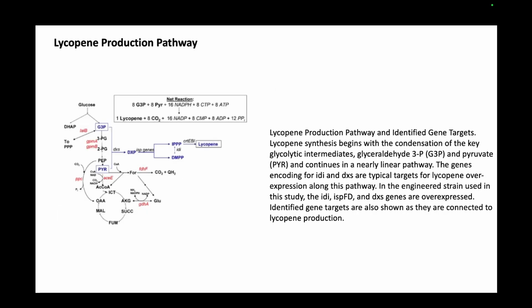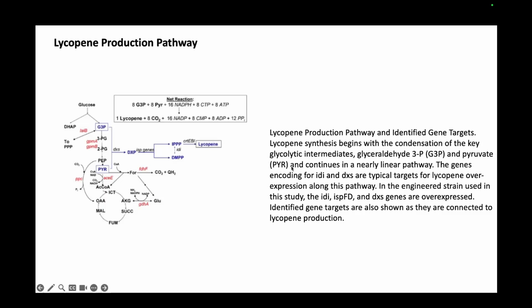One more such example is the lycopene production pathway. Lycopene is another product that we are trying to maximize or minimize here.